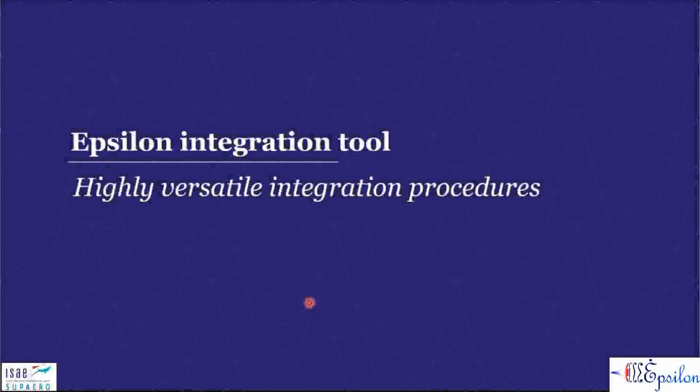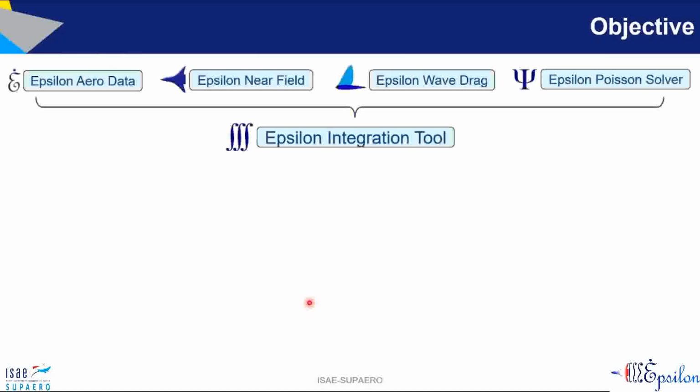In this video, you will learn to use Epsilon Integration Tool. This is a tool that provides you highly versatile integration procedures. Basically, Epsilon Integration Tool is a filter that can be applied on top of several filters that we have discussed before: Epsilon Aerodata, Epsilon Near Field, Epsilon Wave Drag, or Epsilon Poisson Solver. Independently of the filter that you have used, you can apply Epsilon Integration Tool, which will allow you to analyze more deeply the results that you're obtaining.